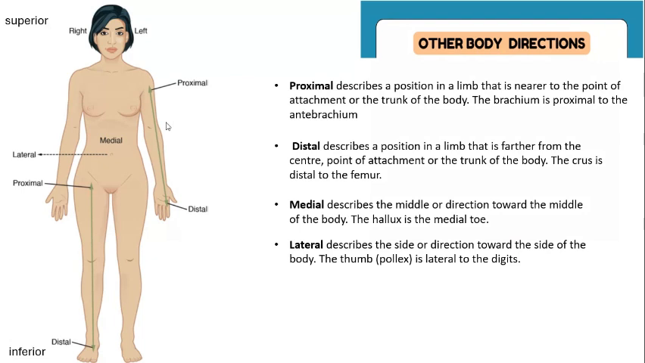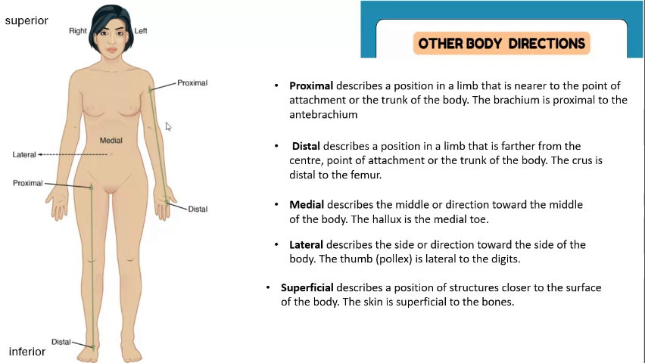And we look at the word lateral. The word lateral basically has to do with when something is moving away from the body. So the word lateral describes the direction towards the side of the body. It is moving away from the middle part of the body, but it's going towards the side of the body.